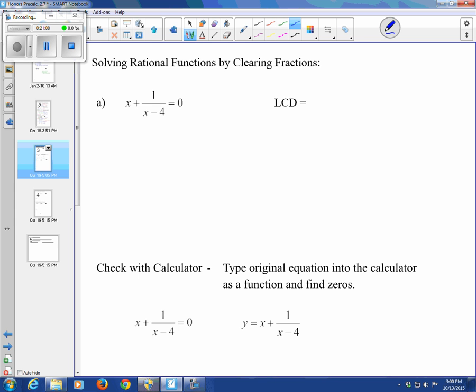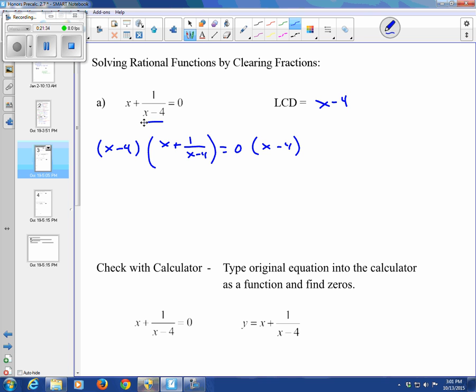So we've got x plus 1 over x minus 4 equals 0. The least common denominator is going to be the only denominator in this case, x minus 4. When we multiply by that x minus 4 on both sides, we are going to see a quadratic come for us.